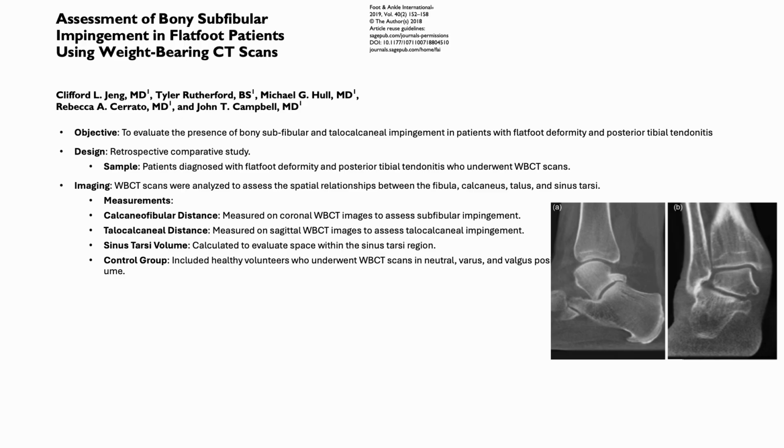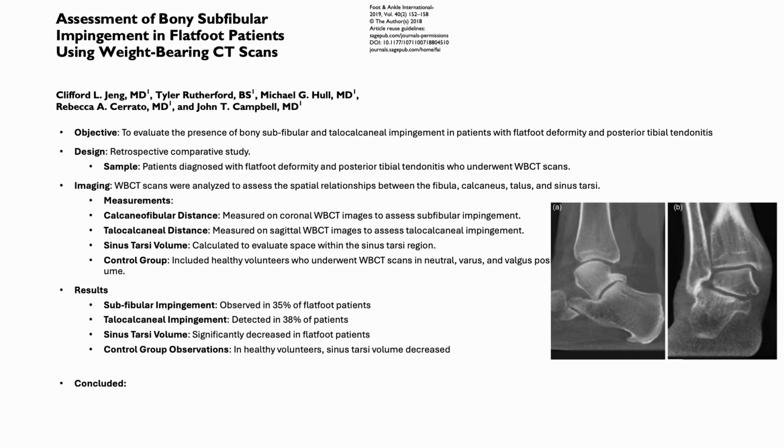This is an example of what subfibular impingement would look like. And as you can see, you can actually see it in both areas. This is calcaneus to fibula, and you can see talus to calcaneus. So first image, talus to calcaneus, getting that lateral process impingement, and then the B image is that calcaneus to fibula. And basically, they found that 35% of patients had subfibular impingement, and they found that talocalcaneal impingement was in about 38% of patients with flatfoot deformity.